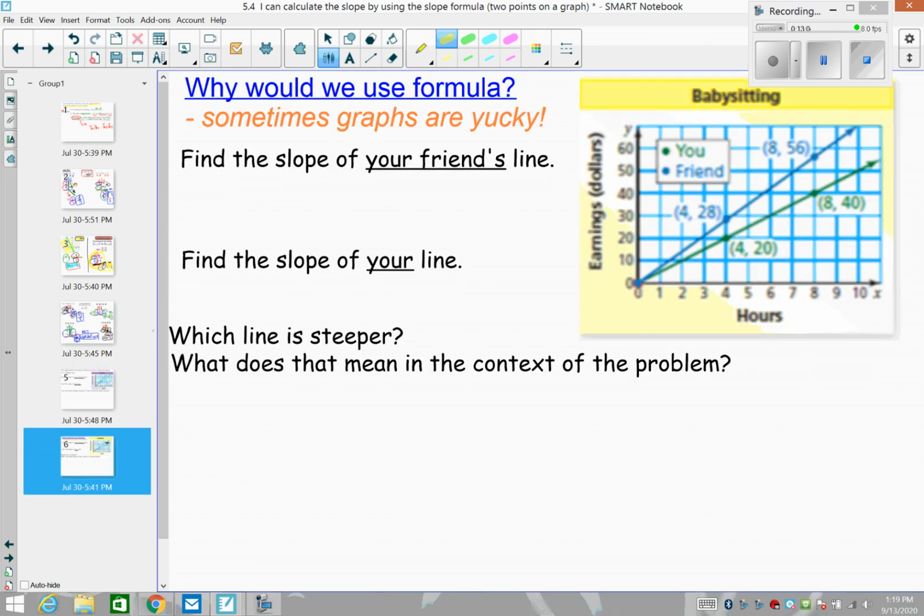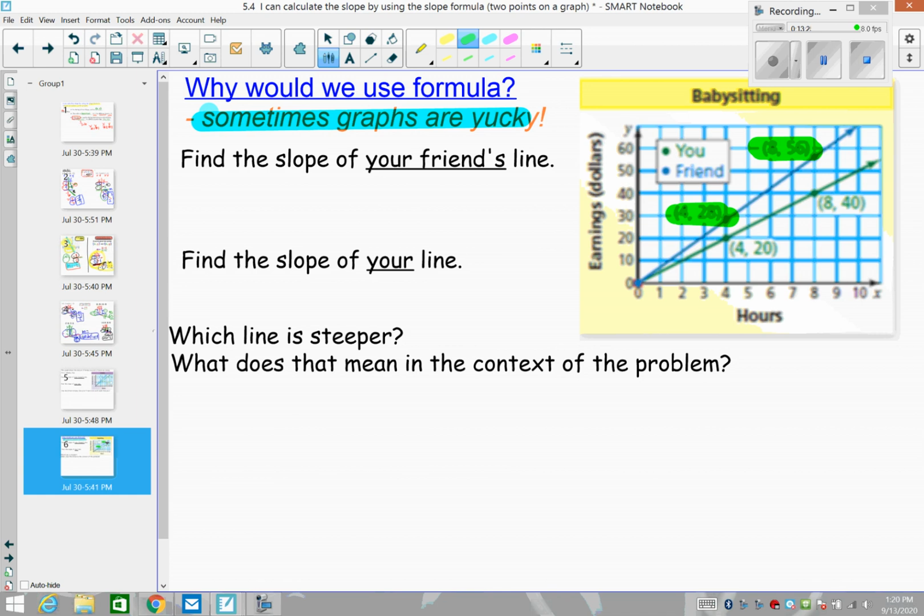So why would we use the formula? Well, sometimes graphs aren't there, and sometimes graphs are simply just yucky. Like looking at this graph. Here's a data point, there's a data point. It's gross. Like we're starting at 28 and we're going up to 56. Not super easy to calculate at all.